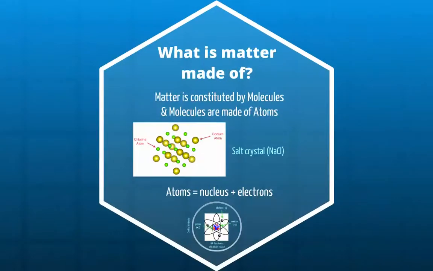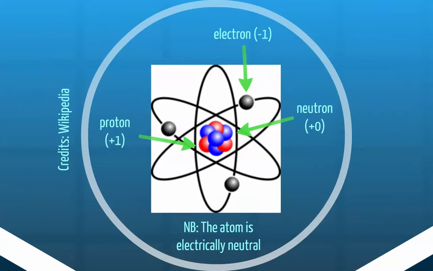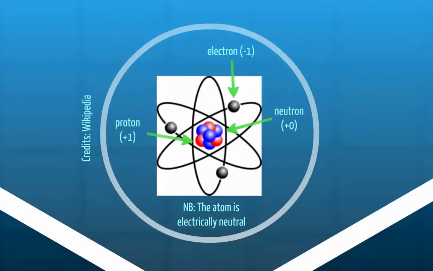What's matter made of? Matter is constituted by molecules, and molecules are made of atoms. For example, here you have the salt crystal, which is made of sodium and chlorine atoms arranged over space, and then at a lower level we have the atoms, which are made of a nucleus, of protons and neutrons, and in the outer parts you have the electrons.